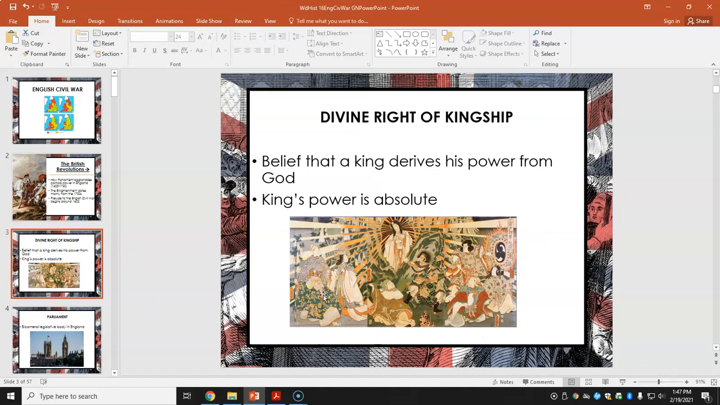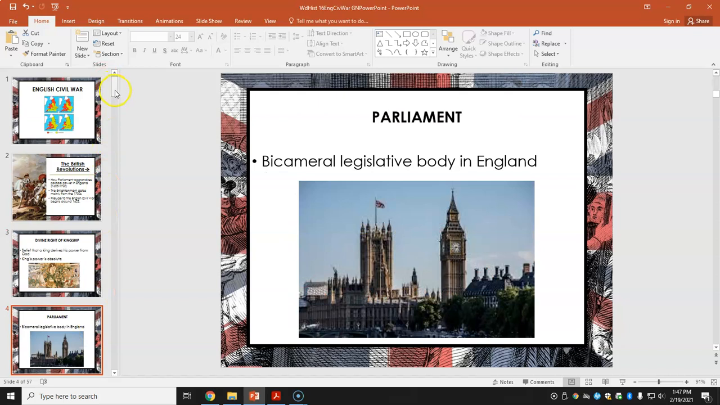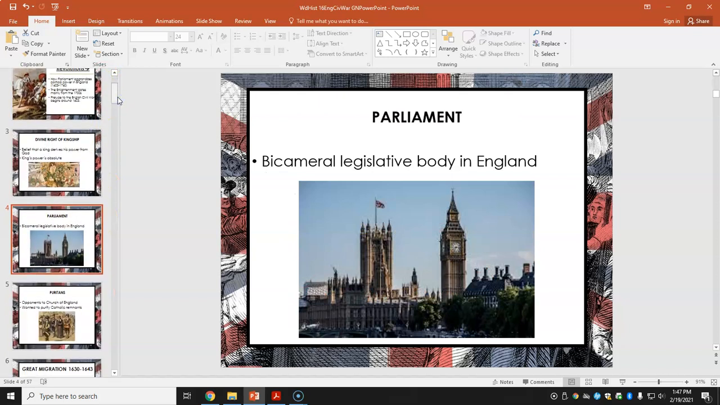Okay, so remember we talked about the divine right of kingship, the belief that a king derives his power from God, the king's power is absolute. We mentioned Parliament, which is a bicameral legislative body in England. Bicameral means two houses. We'll talk about this more when you become a senior and you enter my government class.